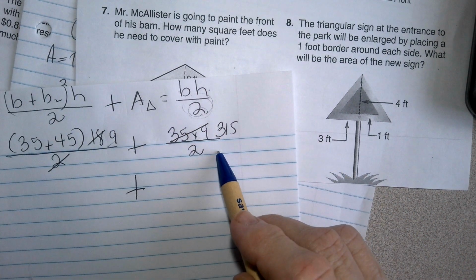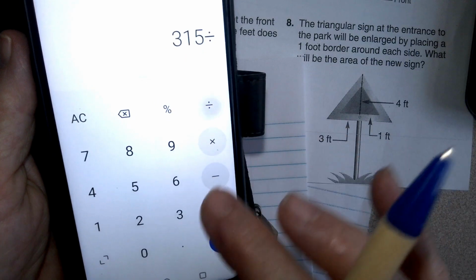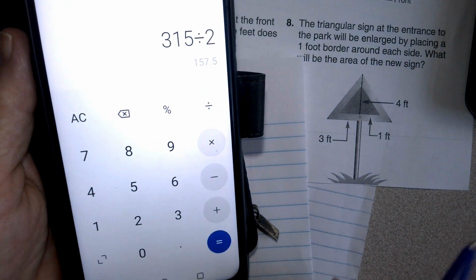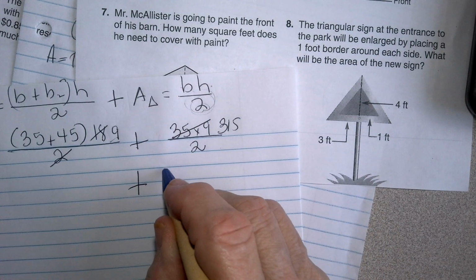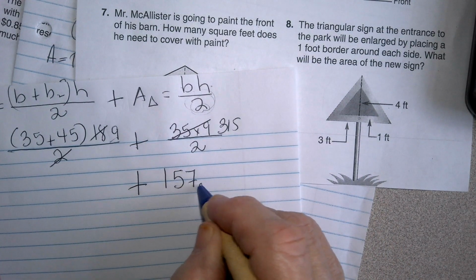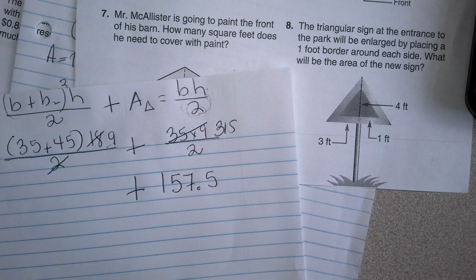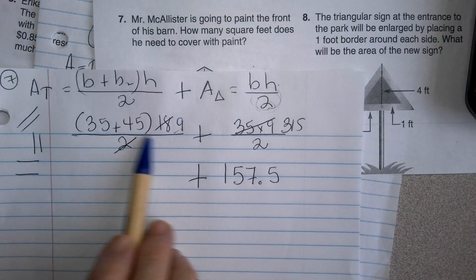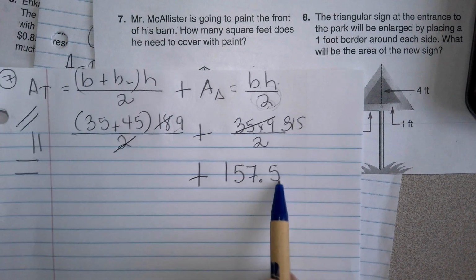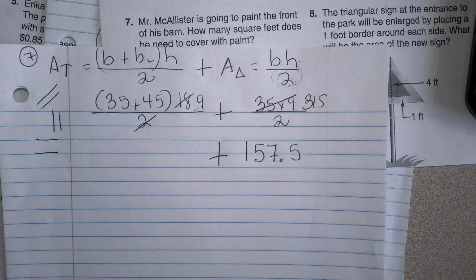And then 315 divided by 2 is 157.5. So there's your area of the triangle. So you'll just need to finish up the shape of the trapezoid, and add the two together. Can you handle that? Okay, let me see what time it is.